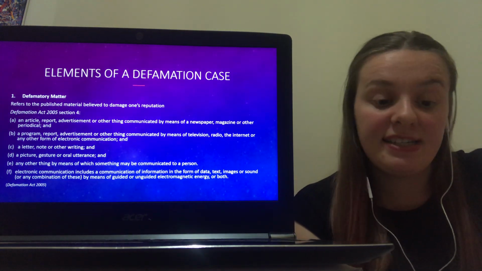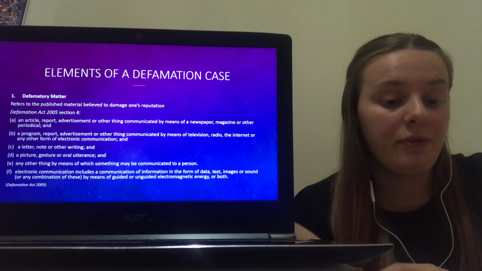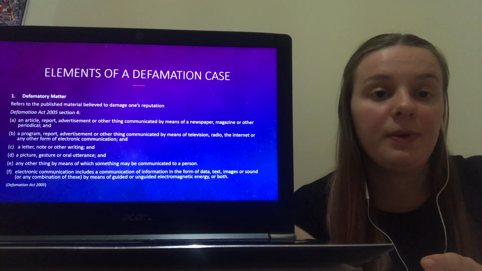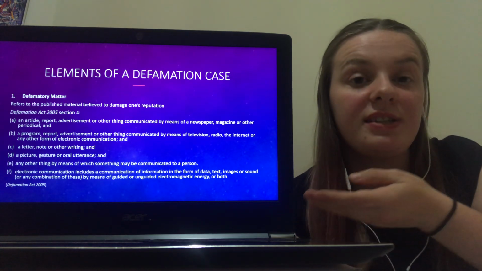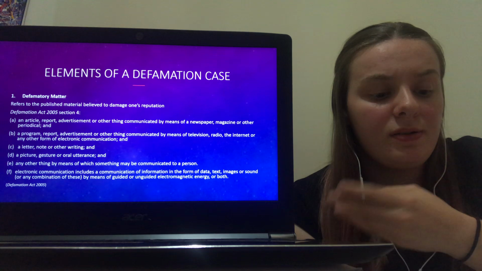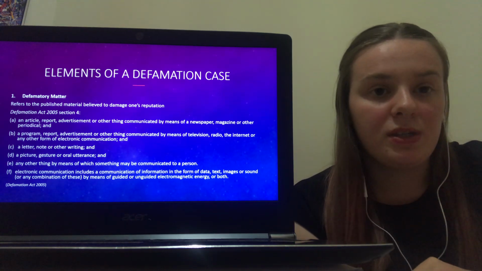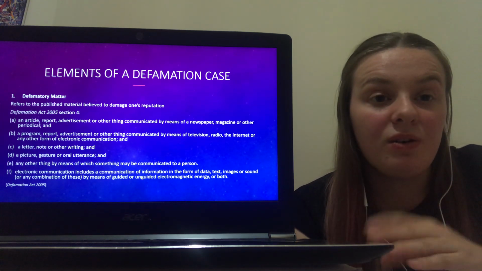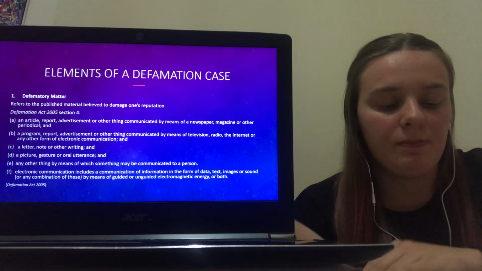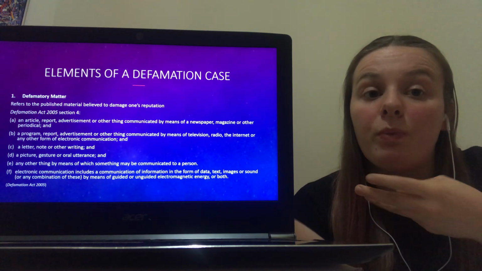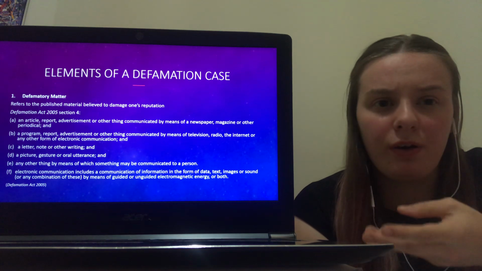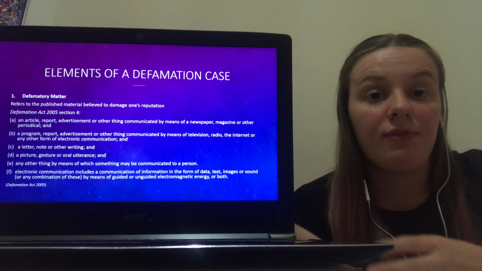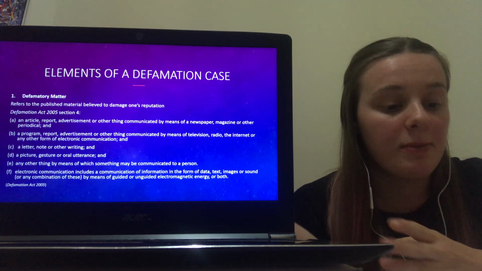So the first element here is defamatory matter, which comes under Section 4 of the Defamation Act and refers to the variety of published materials that can be used to damage someone else's reputation. The full list is here on the screen, and you can see that it refers to everything from print news, articles, opinion columns, to television reports, radio reports, online material, which can be emails, text messages, images, anything, and even things like word of mouth, oral utterances, photographs, and even physical actions of an individual. So there's a really broad range there of things that do classify as defamatory matter.